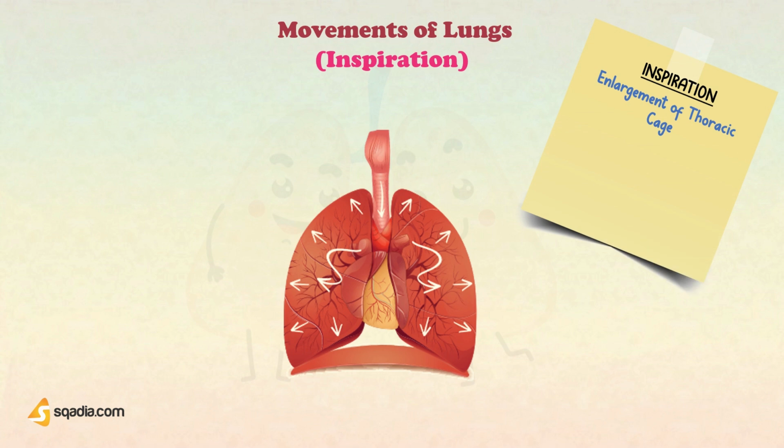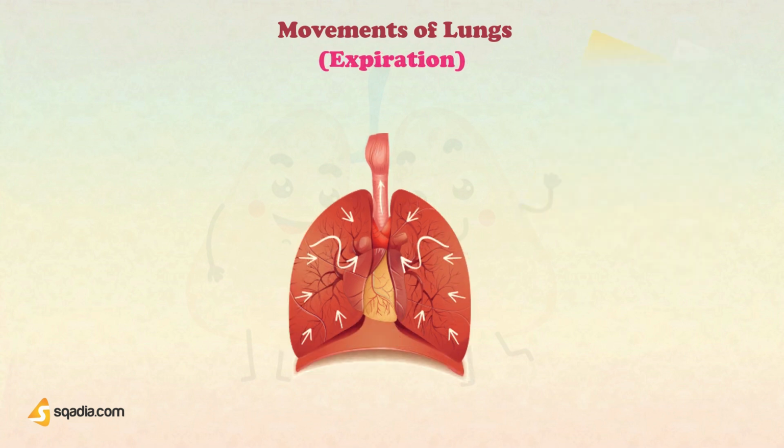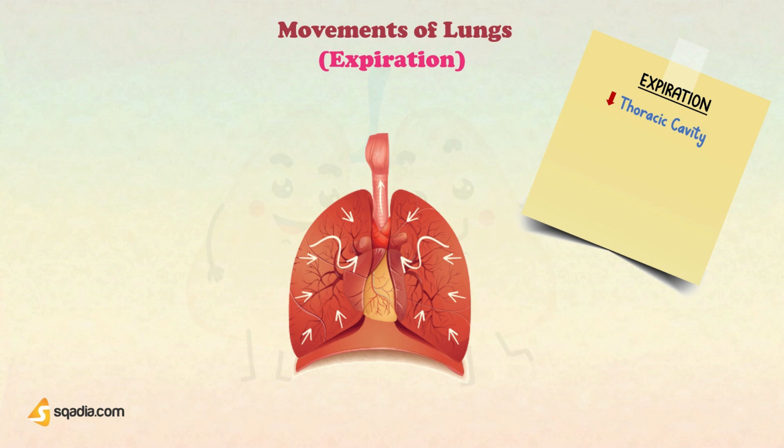Starting off with the movements of lungs. During inspiration, due to the enlargement of the thoracic cage, the negative pressure is increased in the thoracic cavity, which causes expansion of the lungs. In contrast, during expiration, the thoracic cavity decreases in size to the pre-inspiratory position. Now, pressure in the thoracic cage also comes back to the same level it was before inspiration, which compresses the lung tissues, so that the air is expelled out of the lungs.